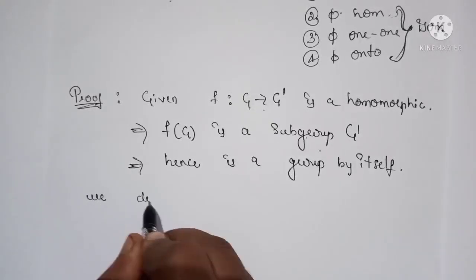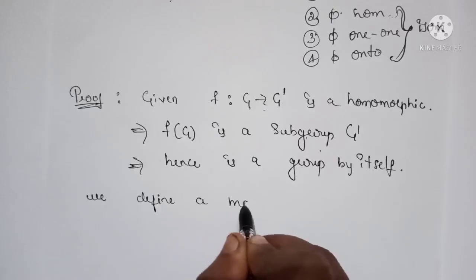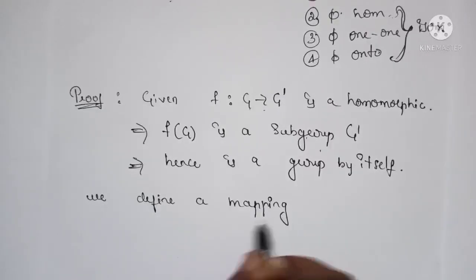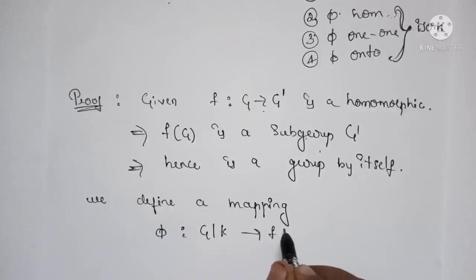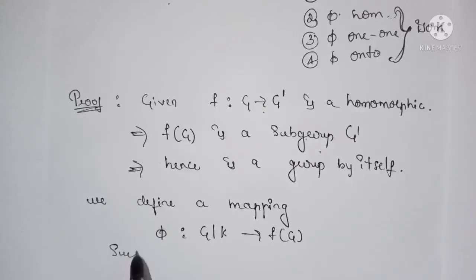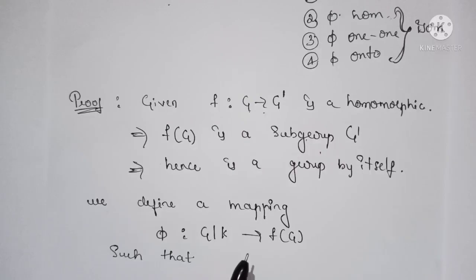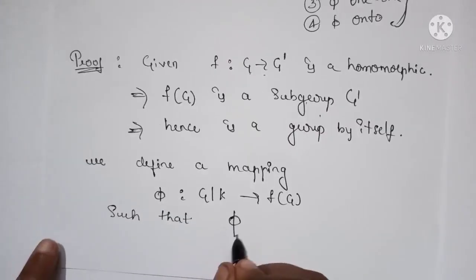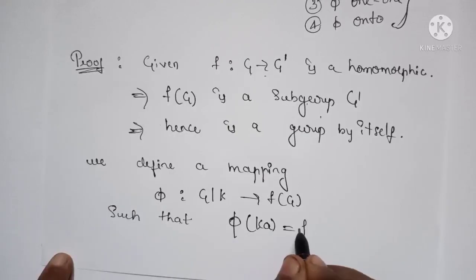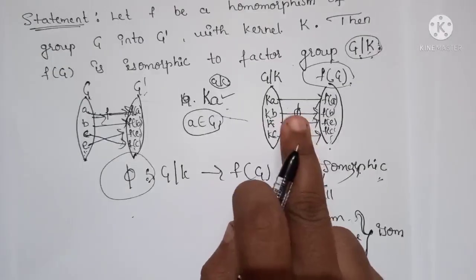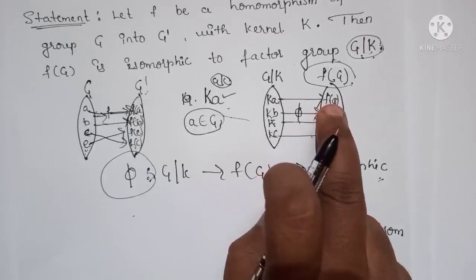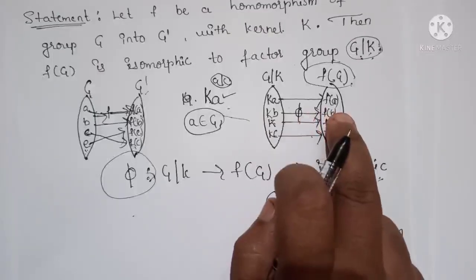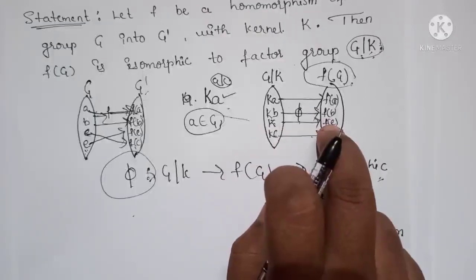We define a mapping phi from G by K to f of G such that phi of Ka is equal to f of A. So as I explained here, we define a mapping such that phi of A, that is the image of this Ka, maps with f of A, like that Kb maps with f of B, and obviously the identity element maps with the identity element only.